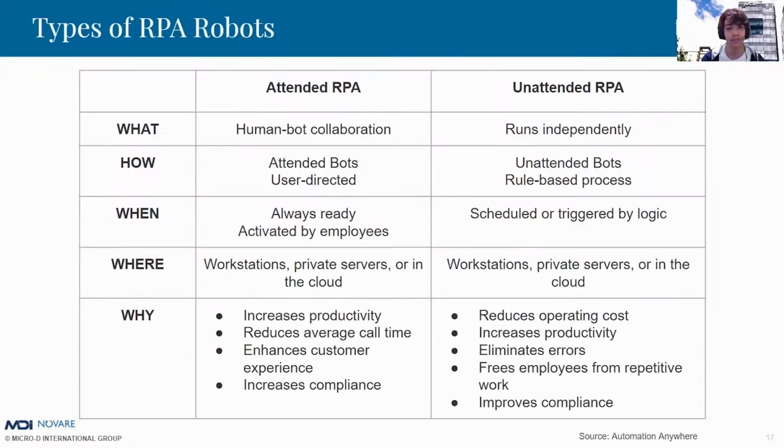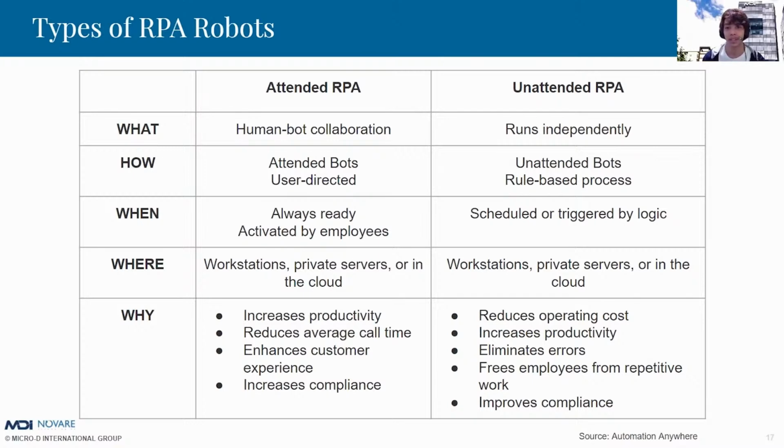Now let's talk about the two types of robots, or interchangeably, the two types of automation in RPA. These are the attended and unattended. To further explain this, we can ask a few questions. The first one is what? What is attended RPA? Attended RPA is the type of RPA that works on a human-bot collaboration, meaning there has to be, at some point of the process, a human intervention for the process to work.